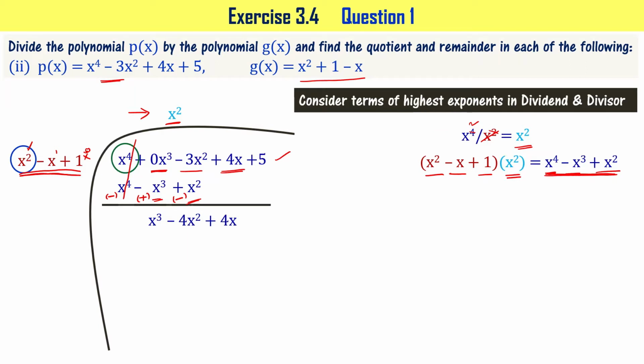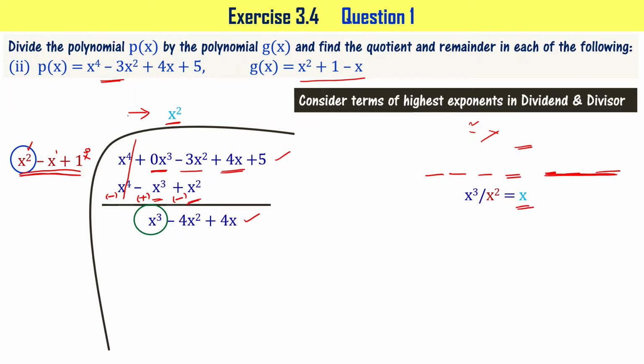Now we have this particular expression, right? Observe the term containing the highest exponent here, that is x cube. Now we are going to repeat the same process. We are going to divide x cube with x square. What you have is x now. This x has to be part of, plus x has to be part of the quotient, right? So let me write that. Now we are going to multiply the divisor x square minus x plus 1 with this particular plus x.